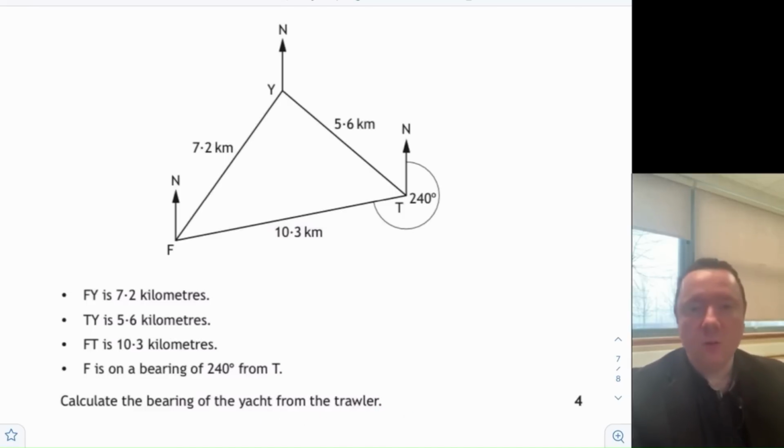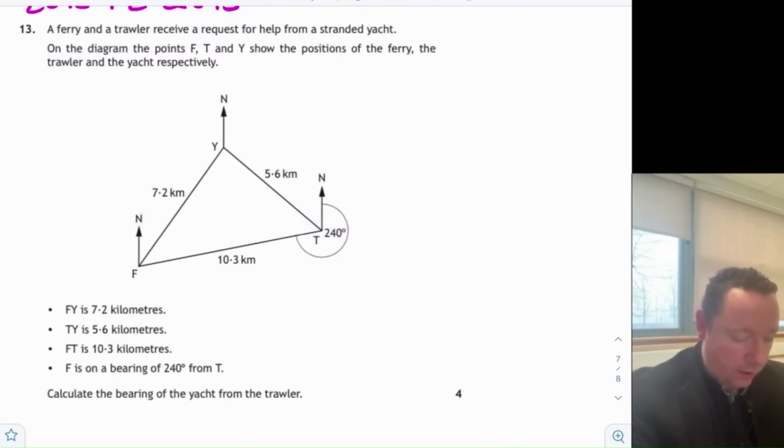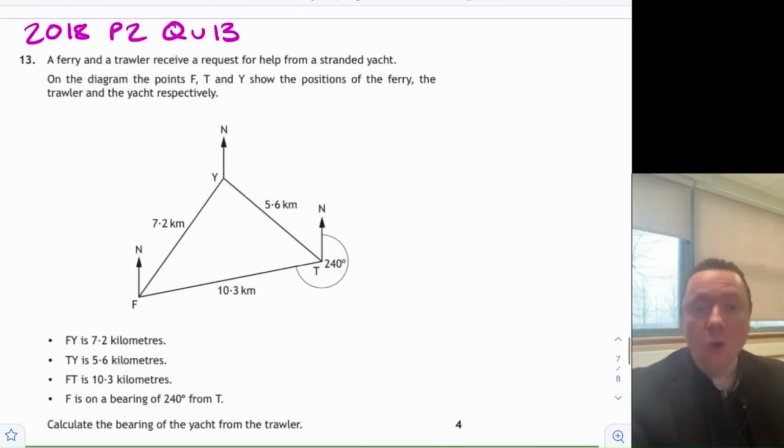A little bit of a different question. This is asking us to calculate a bearing this time, not an angle. So the bearing of the yacht from the trawler. So that means it's asking us, really, starting at the trawler, go north, turn all the way around, past here, up to here, so I'm facing the yacht. That's what it's asking me to calculate. Don't worry too much if you're not quite sure what it's asking you to calculate, just start off in the same way.